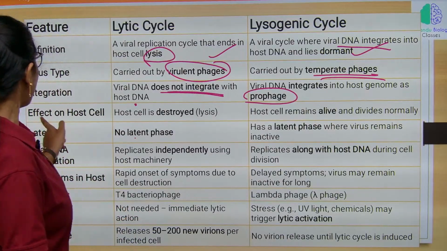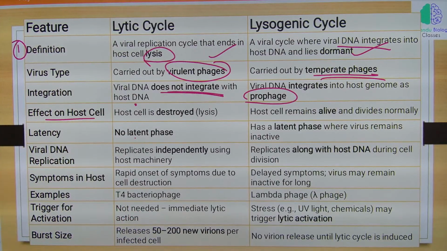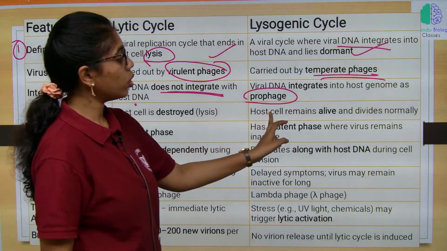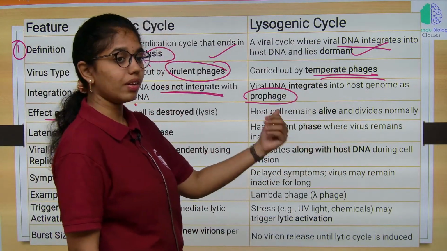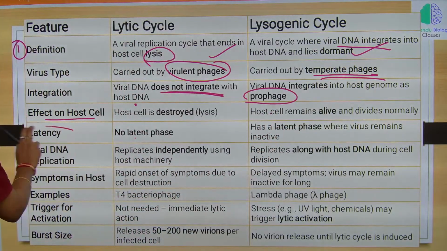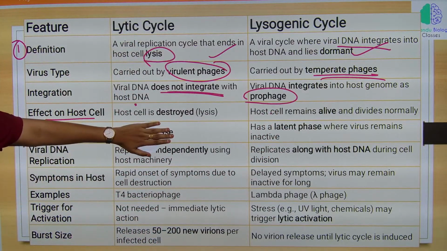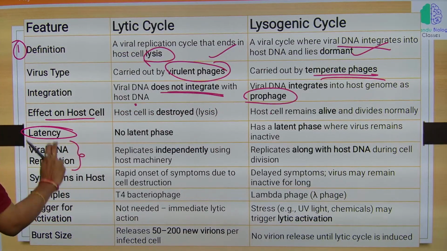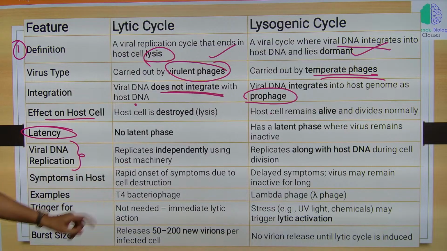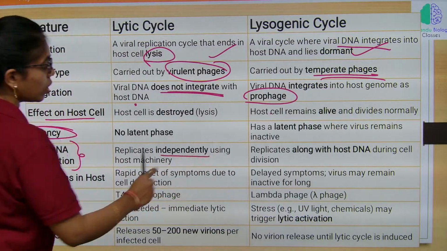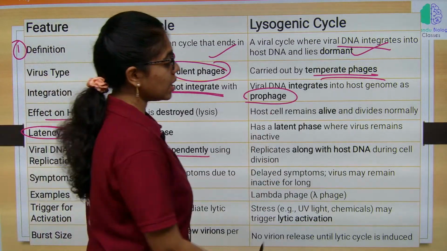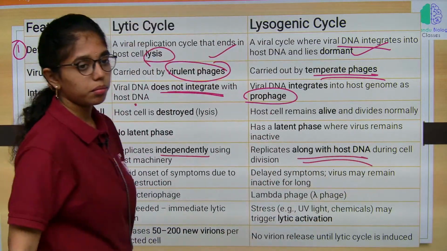Okay. Effect on the host cell. Host cell is destroyed, or lysis will take place, and here the host cell will remain alive and will divide normally. Latency: there is no latent phase over here, here the latent phase will remain. And then viral DNA replication. This replicates independently using what? Host cellular machinery, but this replicates along with the host cellular machinery.